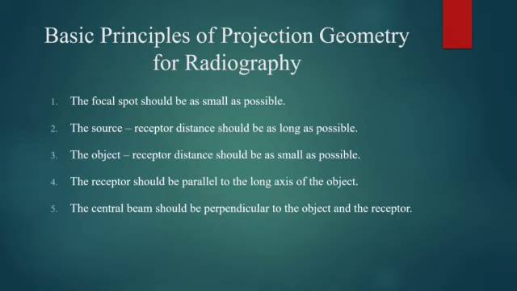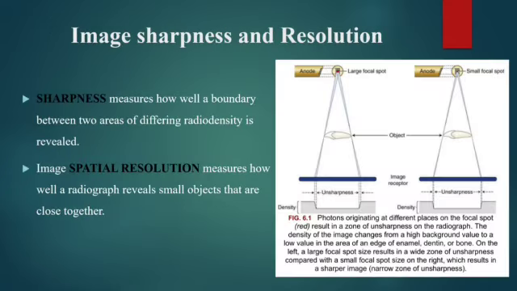Moving on to the basic principles of projection geometry for radiographs, there are five basic principles. First, the focal spot should be as small as possible. The source-receptor distance should be as long as possible. Object-receptor distance should be as small as possible. The receptor should be parallel to the long axis of the object. The central beam should be perpendicular to the object and the receptor.